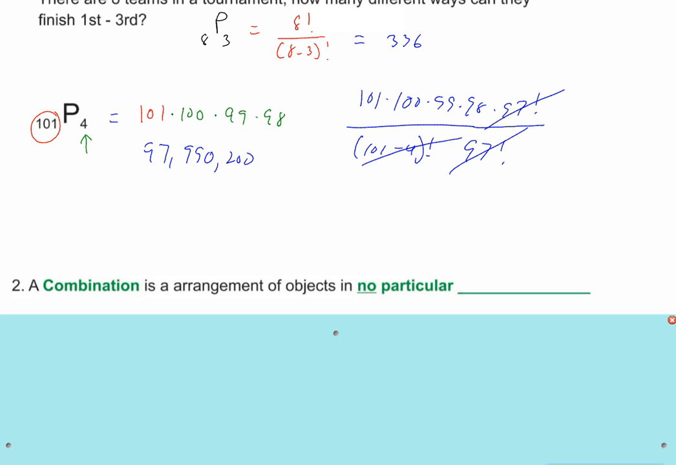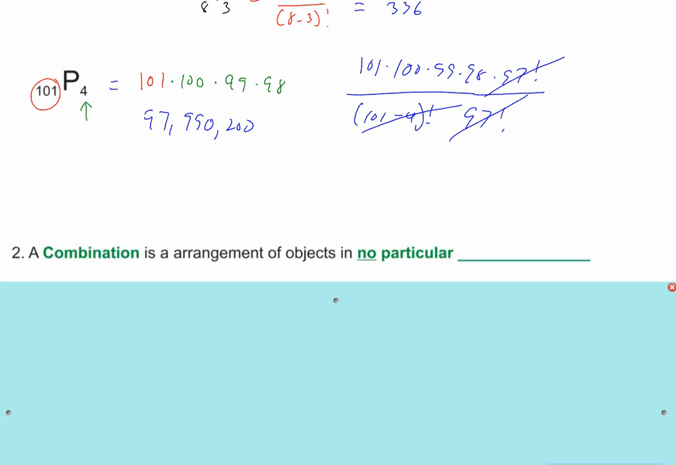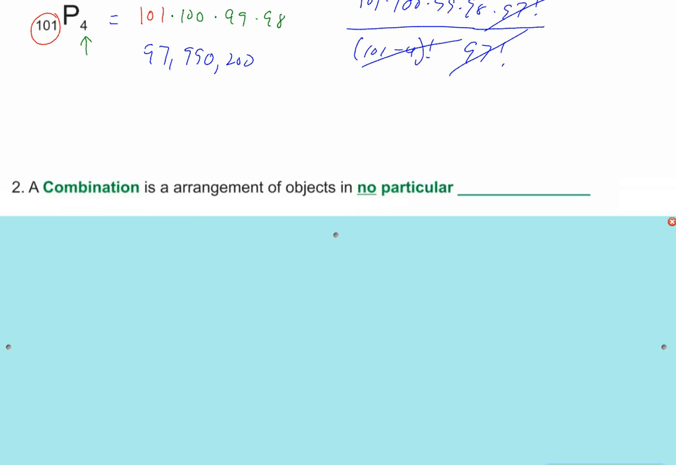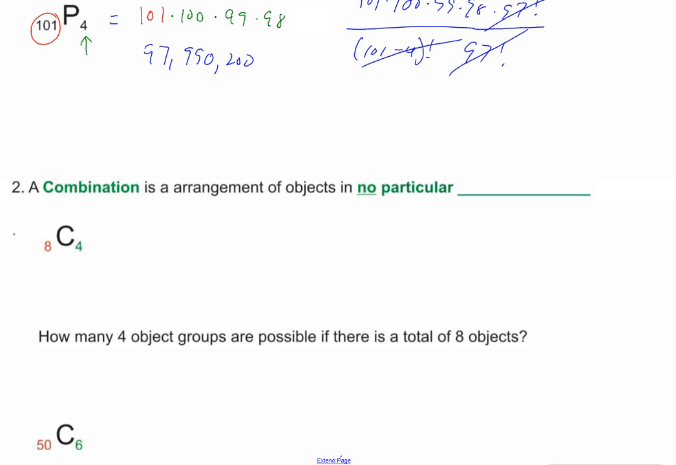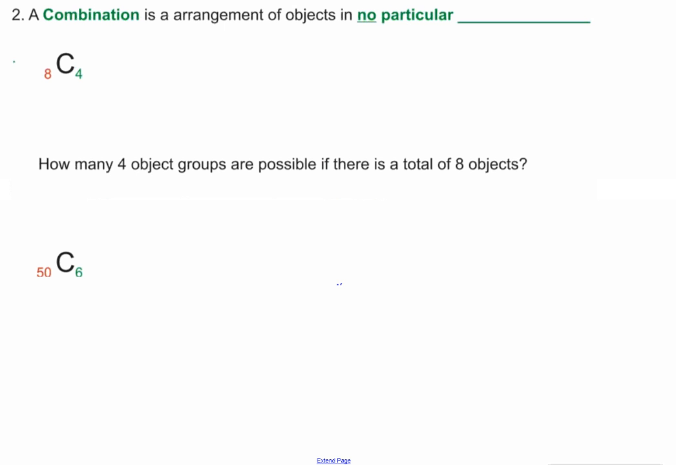Any questions on permutations? So your brain has to say this: permutation, order. The order matters. All right, let's do combination. So combination is an arrangement of objects in no particular order. The order doesn't matter. So again, the left number is still the total number of objects available, and the right number is the number of objects in any group.